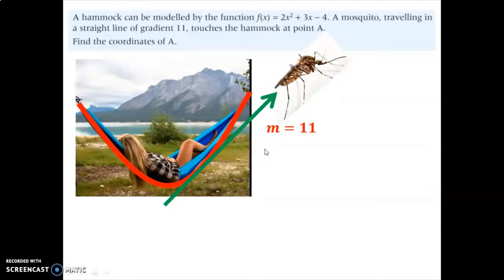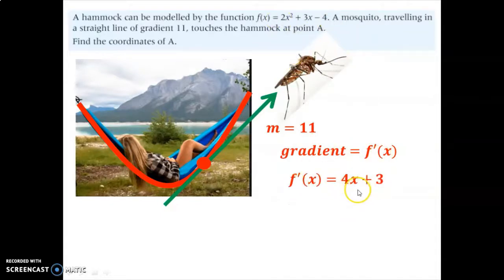But anyway, let's continue. So we know the slope of any function. So here's a parabola and here's a slope at a point. And the point here, I think we were told in this problem, at point A, the mosquito passes the hammock right at point A, touches it right there. So we know the slope at a point can be found by the derivative. That's what the derivative gives us, the slope at every point. So if we can find the derivative, then we know the gradient. So what's the derivative of this function? Well, there's the derivative right here. By power rule, we get this derivative.